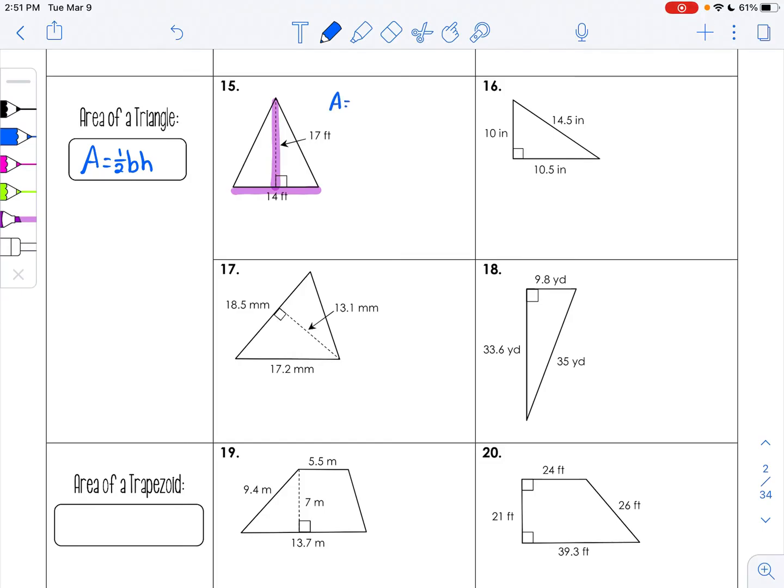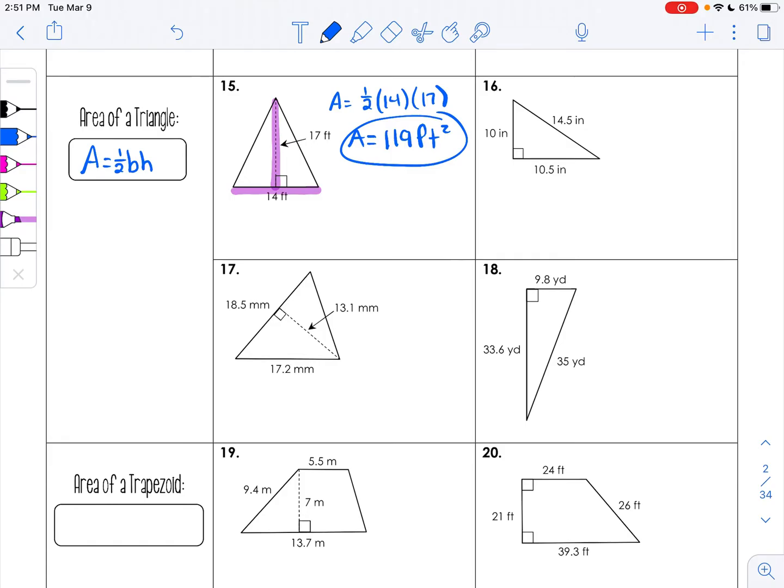So the area would equal 1/2 times 14 times 17. And you can put this all in your calculator at once and it will tell you that the area is 119 feet squared. So again, we're still talking about area, so on our unit of measure in our final answer, we want to put this squared.